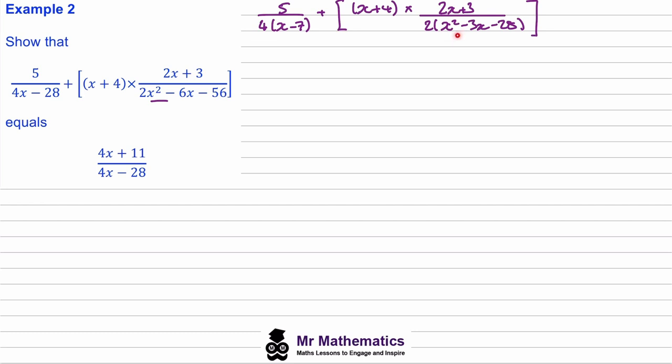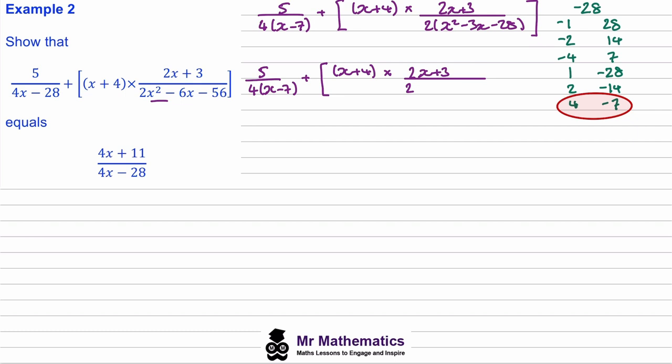And now we can factorize this quadratic by considering the factors of this negative 28. There are 6 possible combinations that multiply to make the negative 28, but only one of them will add to make the negative 3. And this is the negative 7 plus the 4. So our factors will be x plus 4 and x minus 7.